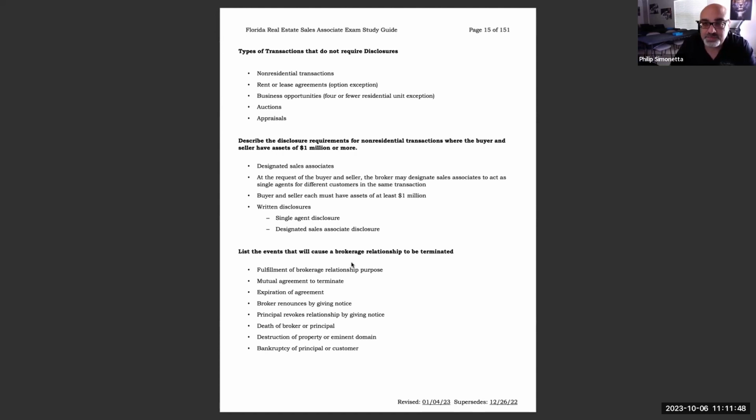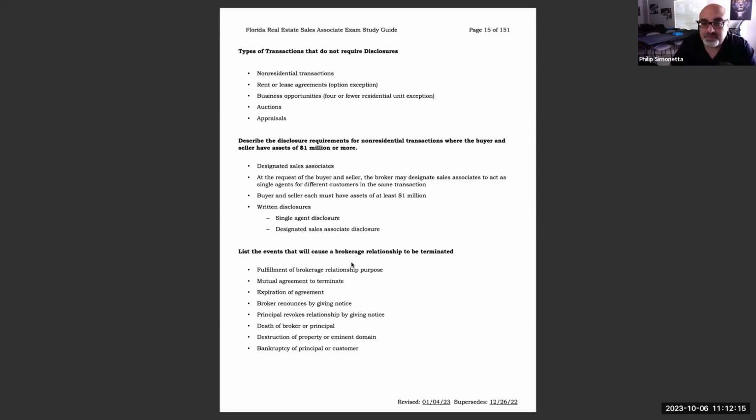When you have an option contract, disclosures are required. Business opportunities, when it's 4 or fewer residential units, are an exception. If you're buying a 1 to 4 unit property as an investment, you do need disclosures. However, if you're buying a pizza shop or a restaurant or something, these disclosures are not required. Auctions, real estate auctions, and also when appraisals are done, there are no disclosures.